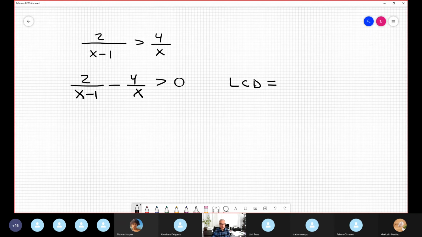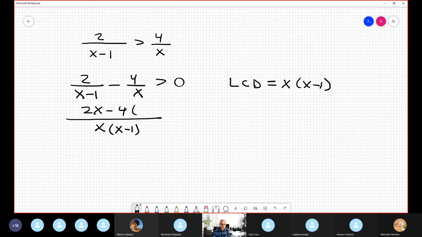Between x minus 1 and x. It's both, no? Because they are different factors. Factor out x times x minus 1. You divide mentally, LCD divided by each denominator and multiply by the corresponding numerator. So when you divide, it's obvious that x times 2 is 2x, minus 4 times x minus 1. Everyone follow me or no?